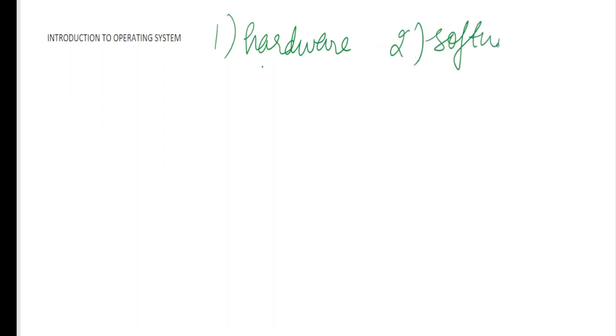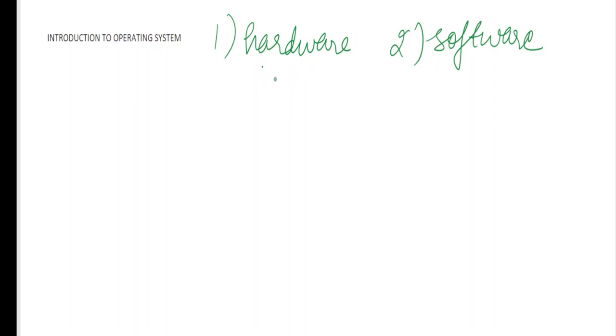So today we are going to start with our first lecture of this series, which is Introduction to Operating System. Before discussing what an operating system is, let's see a few definitions. First is hardware. What is hardware? Then what is software? We must know the difference between hardware and software to know what an operating system is.